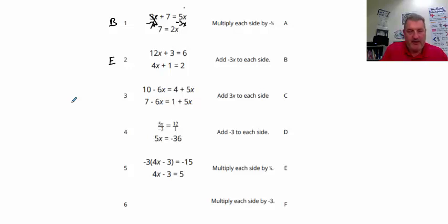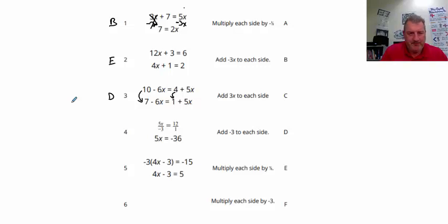Multiplying by 1/3 and dividing by 3 is the same thing. So let's look at this one. This one looks like the 6x's stayed the same and the 5x's stayed the same. So what did they do? How did they get from here to here? It looks like they subtracted 3, right? 10 minus 3 is 7. Did they do the same thing over here? 4 minus 3 is 1. So they subtracted 3, or added negative 3. So it looks like that one is D.